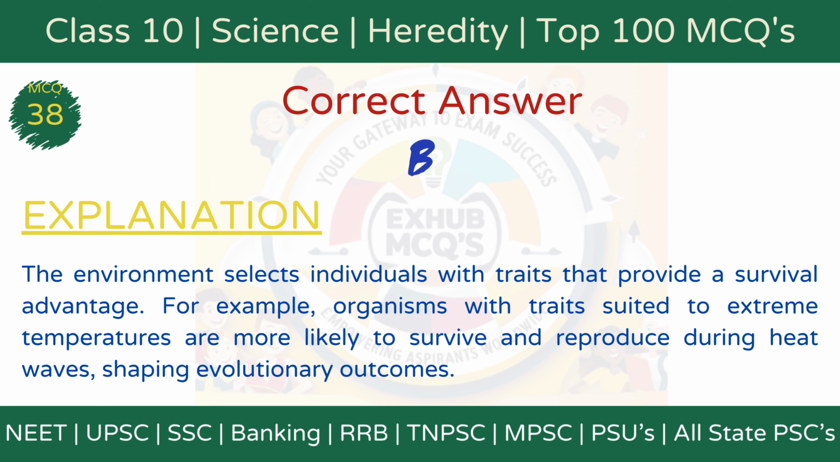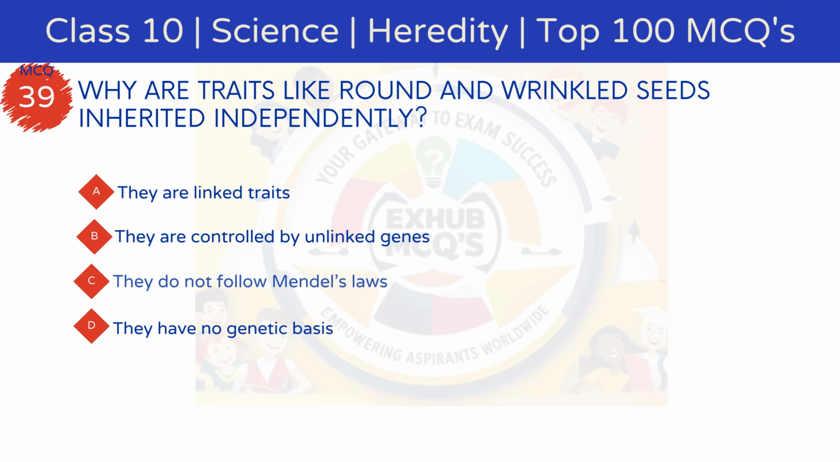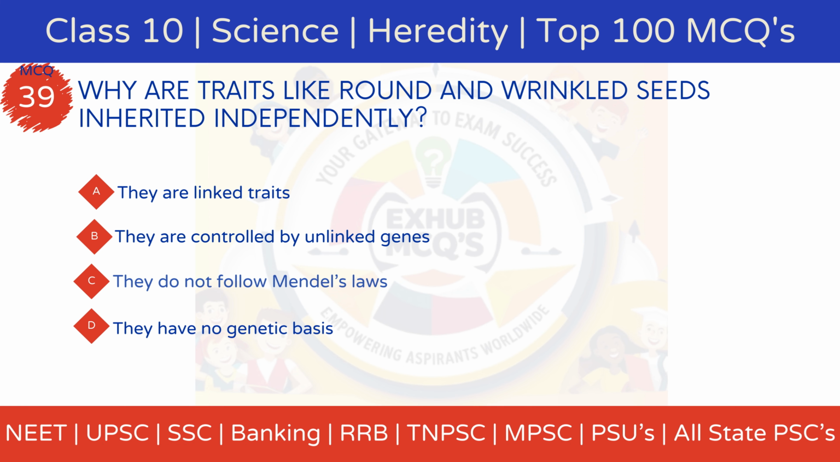Explanation. The environment selects individuals with traits that provide a survival advantage. For example, organisms with traits suited to extreme temperatures are more likely to survive and reproduce during heat waves, shaping evolutionary outcomes. MCQ 39. Why are traits like round and wrinkled seeds inherited independently? Option A, they are linked traits. Option B, they are controlled by unlinked genes. Option C, they do not follow Mendel's laws. Option D, they have no genetic basis.